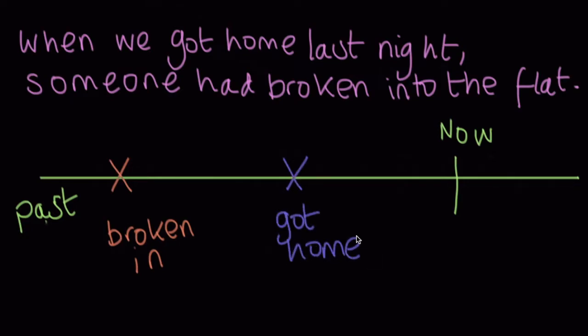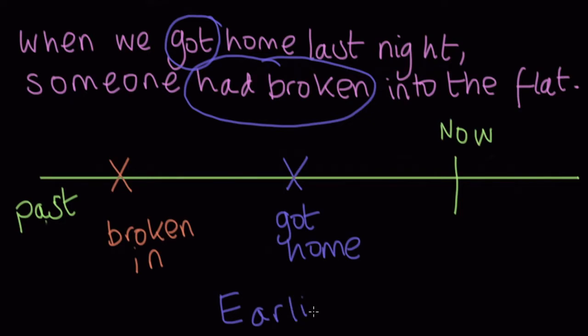So again, two actions completed in the past. So the first one we put got in the past simple, and broken in we use the past perfect because it's an earlier past. So it comes before the event of us getting home. So to show that it's previous, it's an earlier past, we use the past perfect.